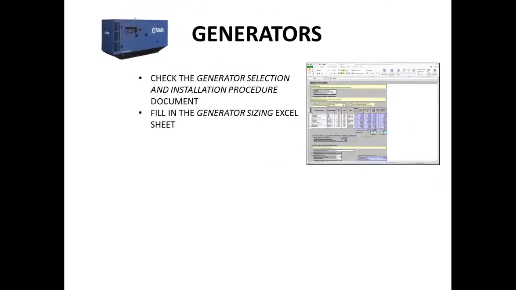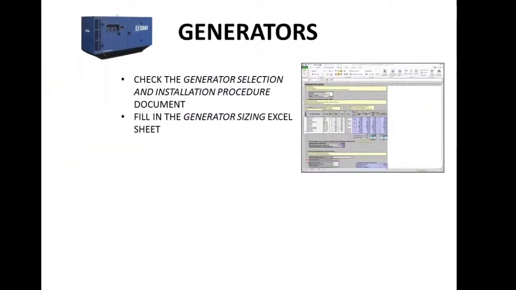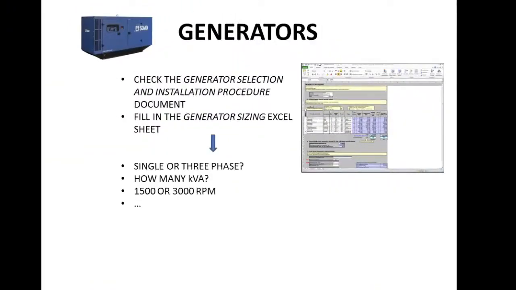Generators are a reliable source of electricity. To select the right generator for your installation, check the generator selection and installation procedure. Enter all your power needs into a generator sizing Excel sheet. With this you can define the characteristics of the generator that suit the installation: single phase or three phase, engine speed 1500 or 3000 RPM, and the power capacity.